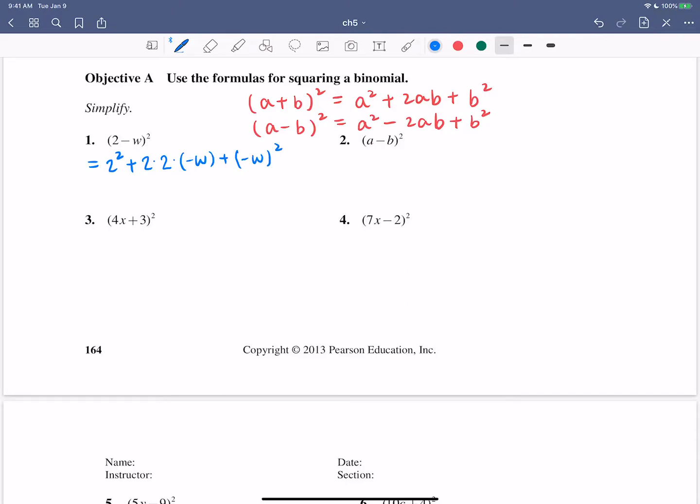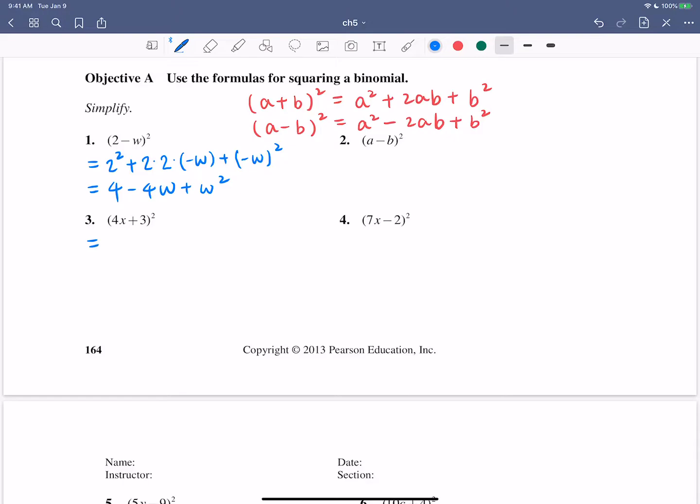So this is following how you get the formula. Square the first term, double the product, square the second term. Now let's calculate. 2 squared, that is 4. 2 times 2 times negative w, that's negative 4w. And then negative w squared, that's w squared.